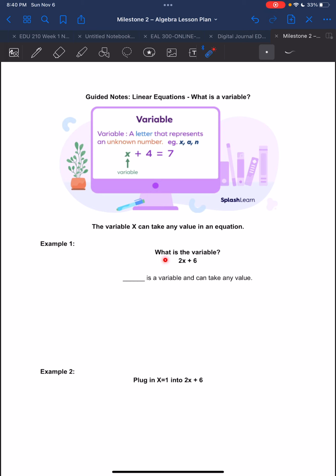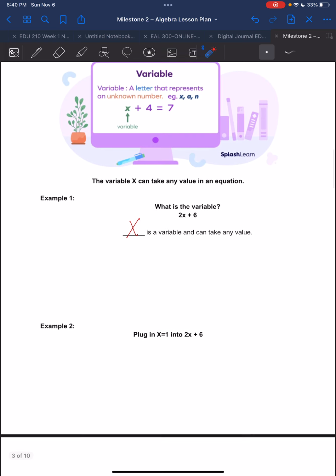Example 1. What is my variable in this equation? 2x plus 6. I know that a variable represents an unknown number. Therefore, my variable in this equation is the letter x. x is a variable and can take any value.